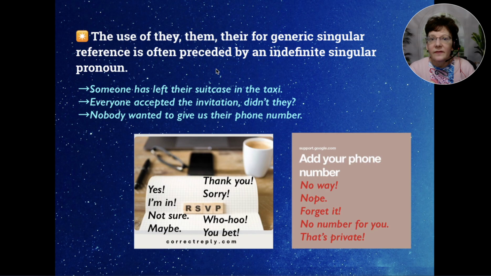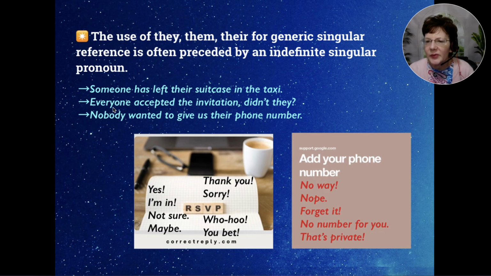Okay, the use of they, them, and their for generic singular reference is often preceded by an indefinite singular pronoun. So here's an example. Someone has left their suitcase in the taxi. All right, so their here refers again to someone, not, I mean, male or female, but we're just referring to them with this generic singular reference.